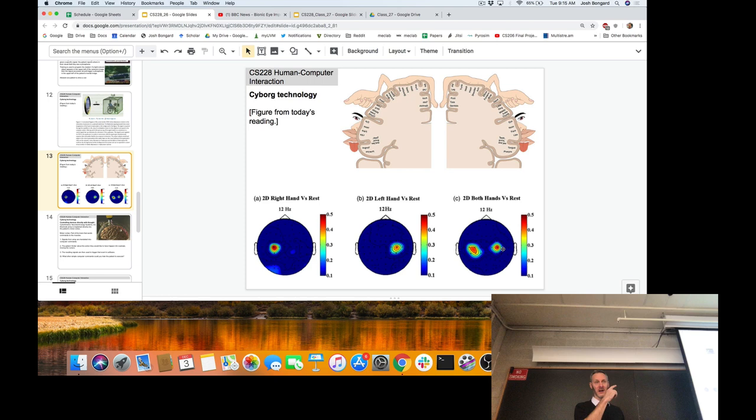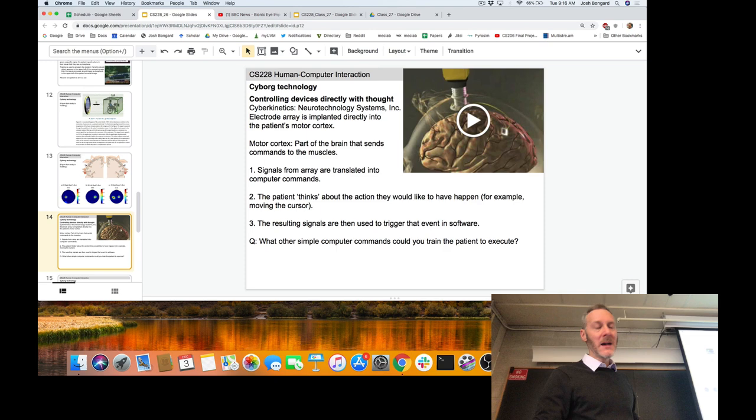Okay, so we can imagine asking somebody to move a cursor up and down and left and right on the screen. We could put a virtual ball in a virtual space and ask them to move that ball around in three-dimensional space. That all seems relatively familiar and easy if, again, before your injury, you are able to move things with your hands and arms and legs.